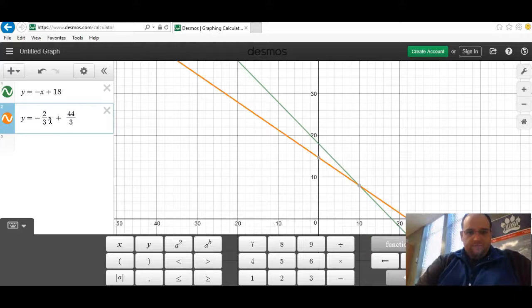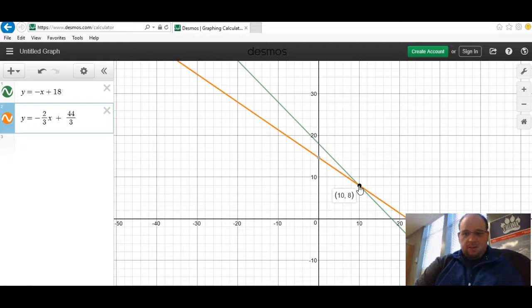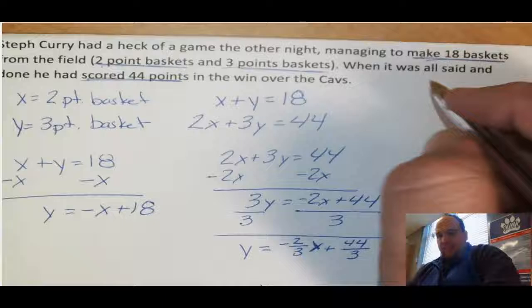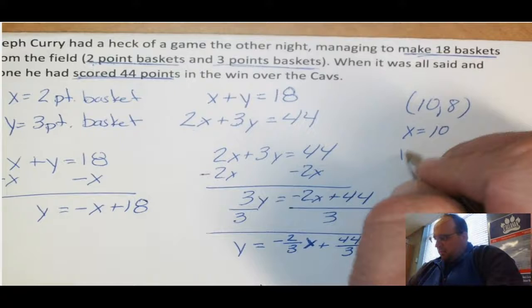So I'm going to go over here and look. I see a point where they meet. It's right there. It says 10, 8. So I'm going to go back to my paper. I'm going to write that coordinate point down, 10, 8. x is my 10, y is my 8.